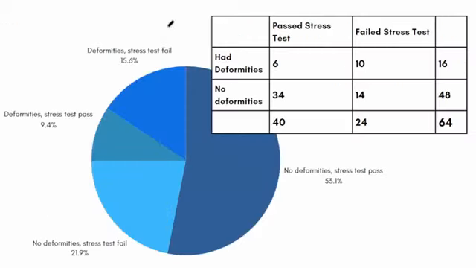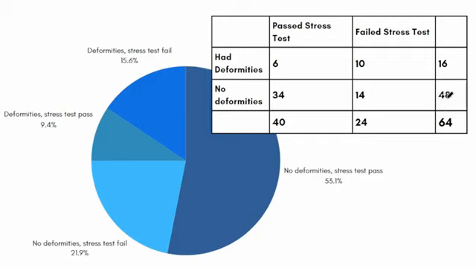Now, here are our 2 graphs. We have a pie chart and our normal graph for our chi-square test. As we can see here, this is our data from our 64 rings in total. We had 16 of them have deformities and 48 not have deformities.